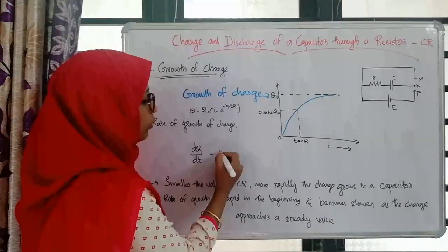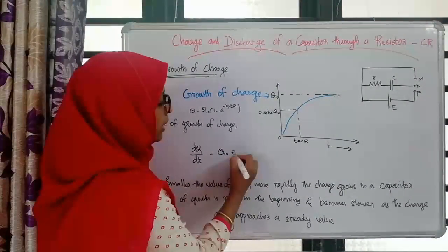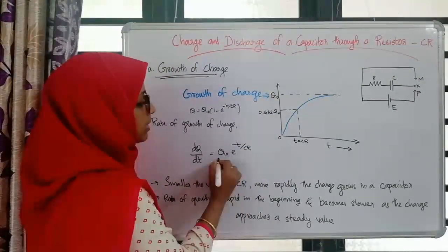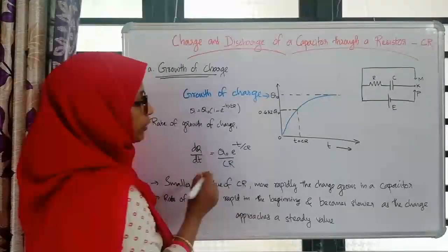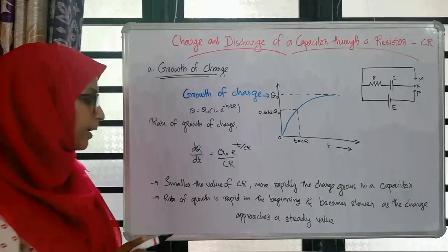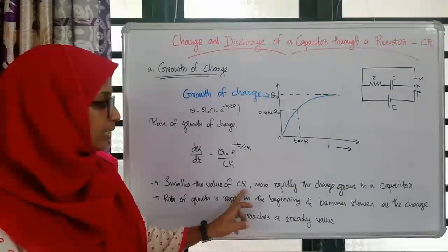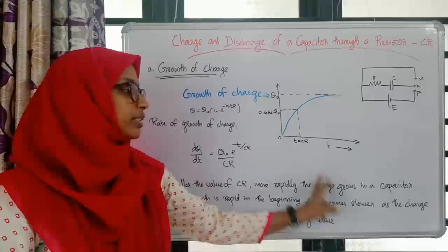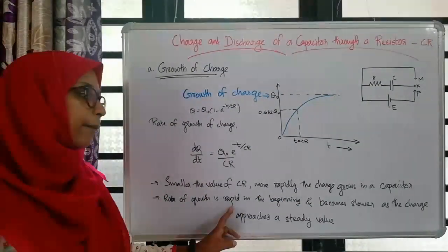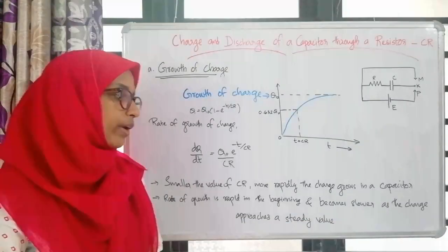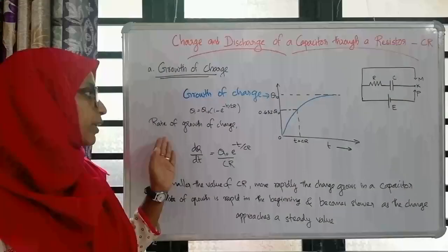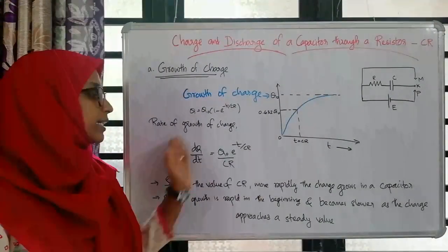The rate of growth of charge can be found from this equation by finding dq by dt, which will be equal to Q0 into e raised to minus t by CR, minus of e raised to minus t by CR divided by minus CR. So that is equal to Q0 e raised to minus t by CR divided by CR, which implies the smaller the value of CR, the more rapidly the charge grows in this capacitor. The rate of growth is rapid in the beginning and it becomes slower as the charge approaches a steady value. That's the importance of the rate of growth equation dq by dt.